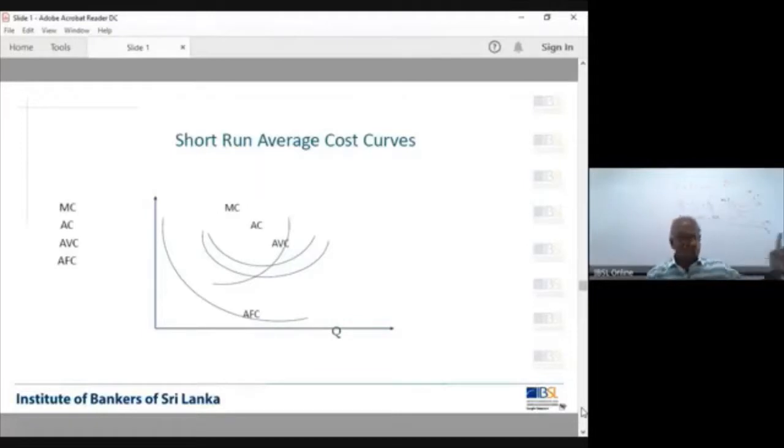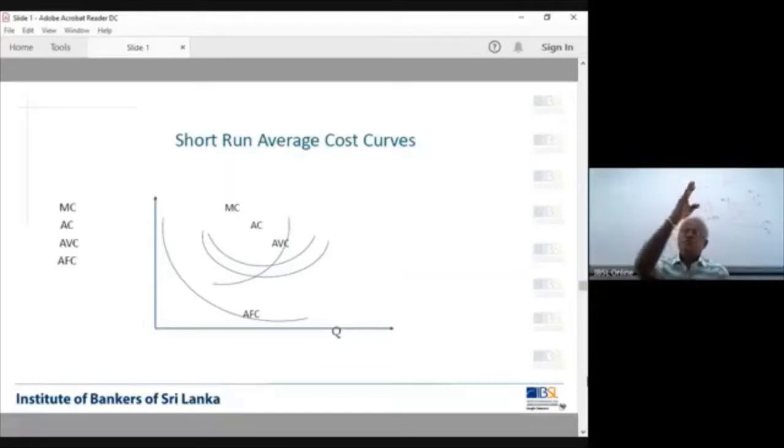Now this is the correct diagram, because I don't know the PowerPoint presentation. I have sent this because when you upload, some misalignment is there, so you can take down this. These are the curves. The AVC curve is this one. Then you have the AC. This is the MC curve, right? Take down this: AFC, AC, AVC, MC. Right. Okay. Now we go to this.